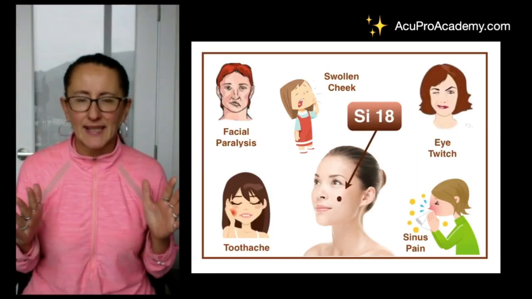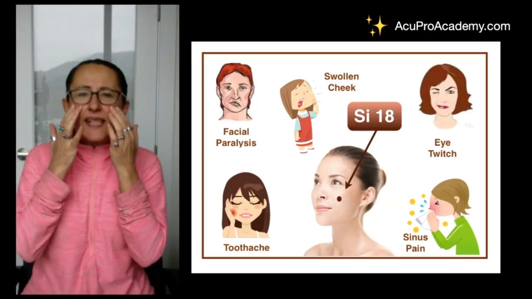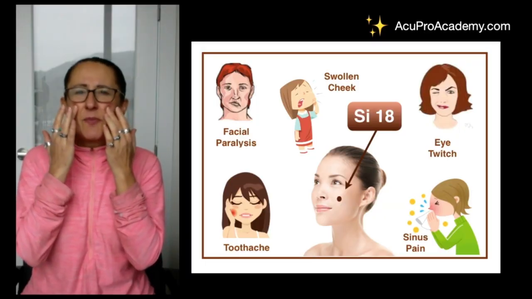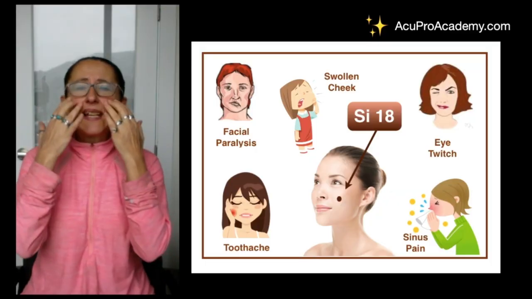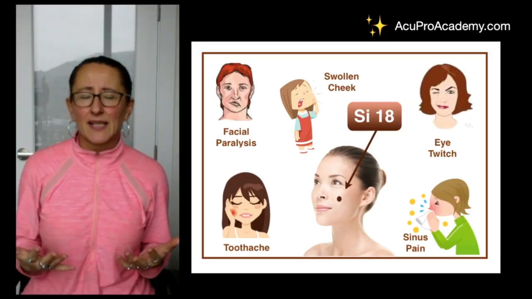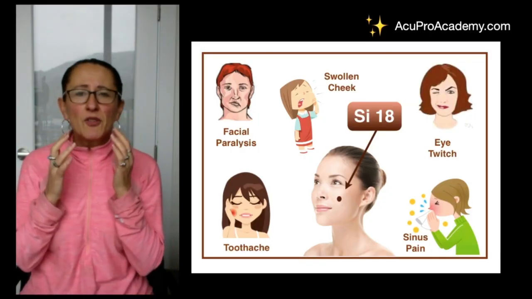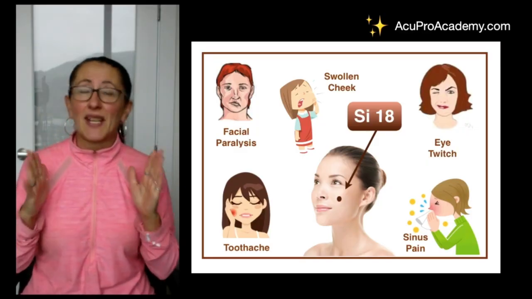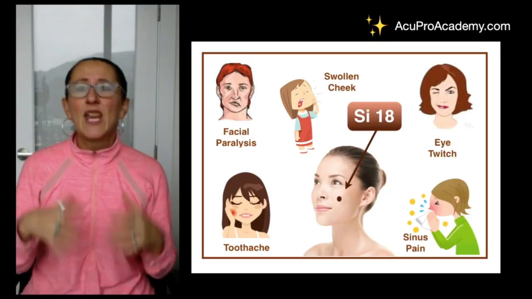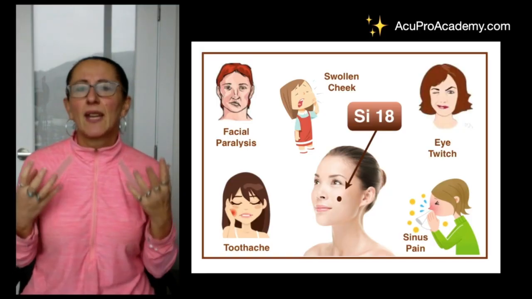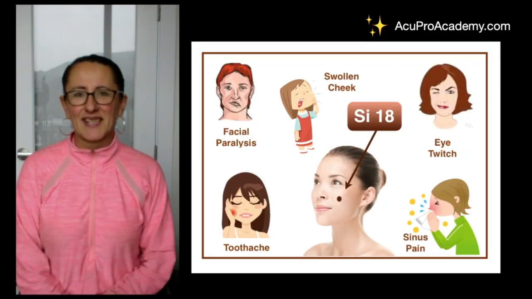I love small intestine 18 in clinical practice. It is so good for lower sinuses pain, lower sinuses being congested, specifically combined with LI4. It really clears the pain of the sinuses. That is a fantastic point for that. You can use it for a swollen cheek. It can be also used, and I've used it many times, as a part of a protocol for Bell's palsy or post-stroke issues like hemiplegia. Fantastic point. Love small intestine 18.